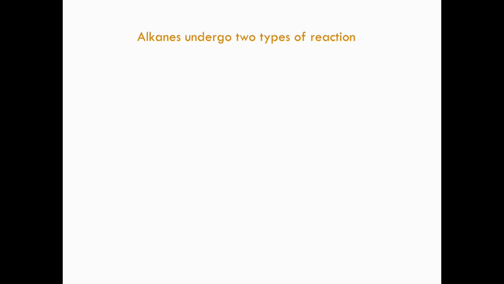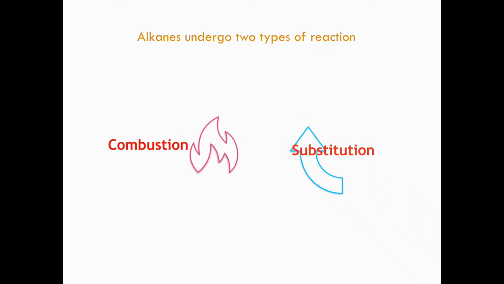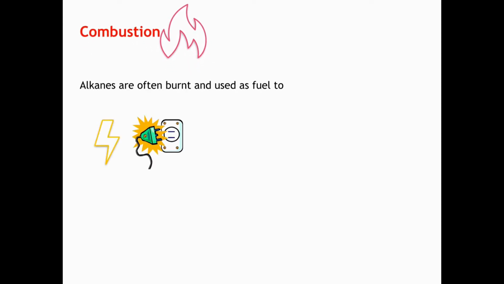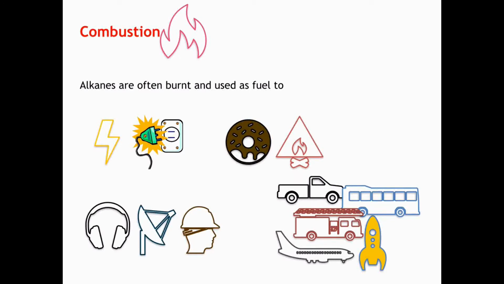Unreactivity of alkane due to strong sigma bond and its saturation cause it to have only two types of reaction, which are combustion and substitution. Alkanes are often burned as fuel to generate electricity, heat homes and cook food, provide energy for industrial processes, and also to provide power for transportation.